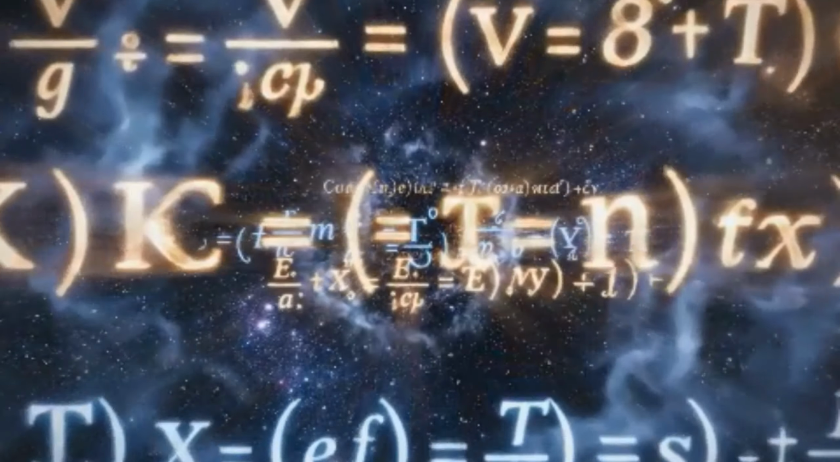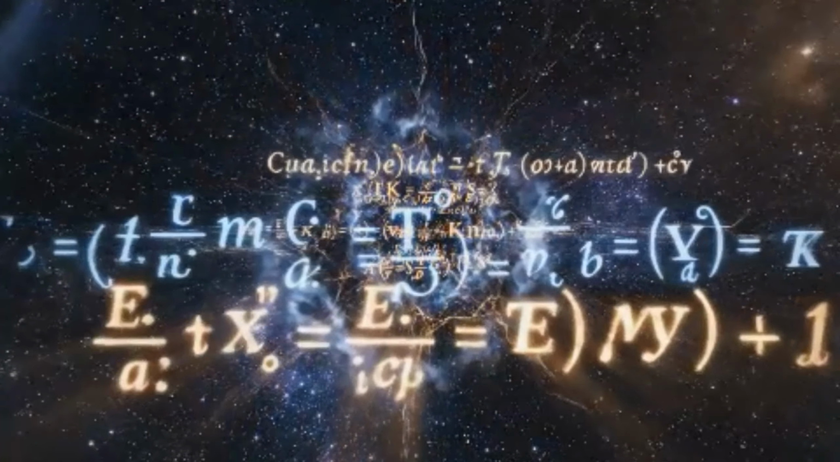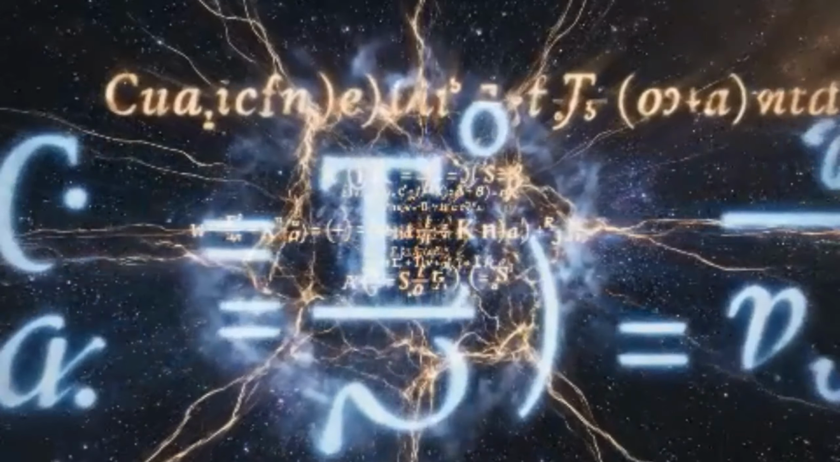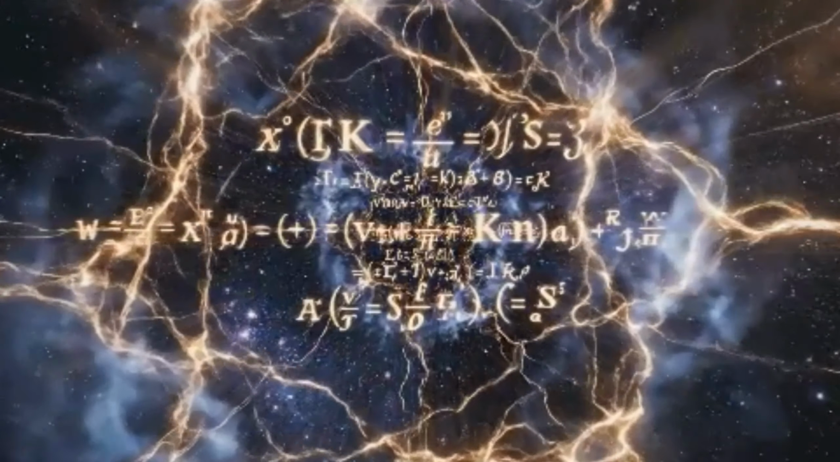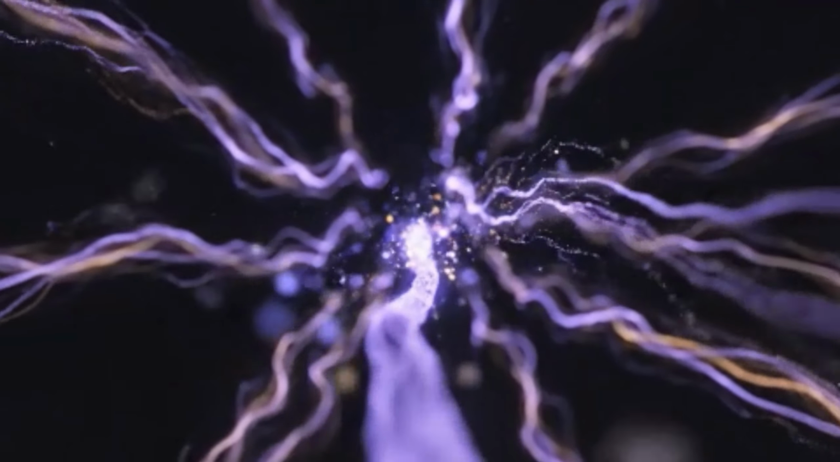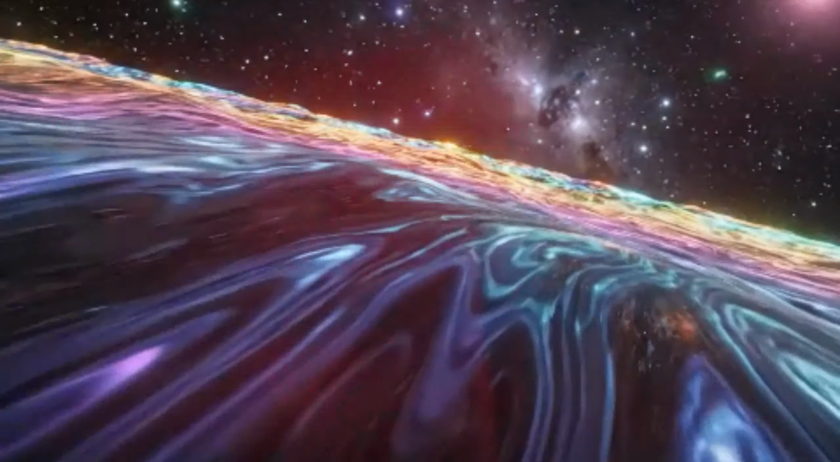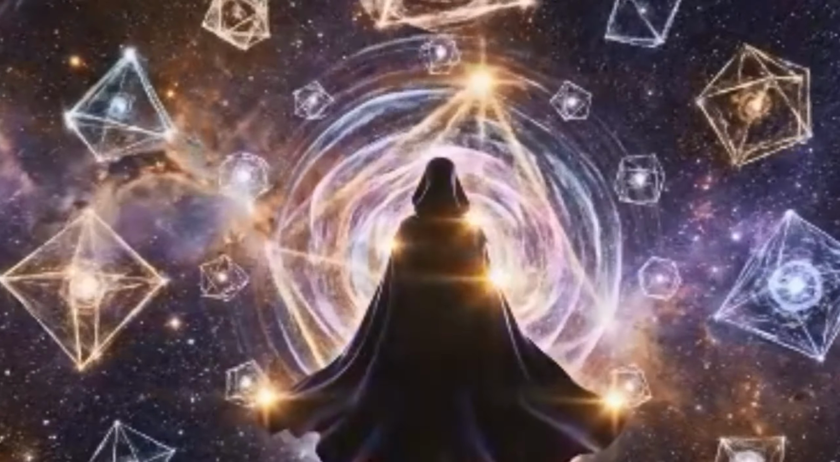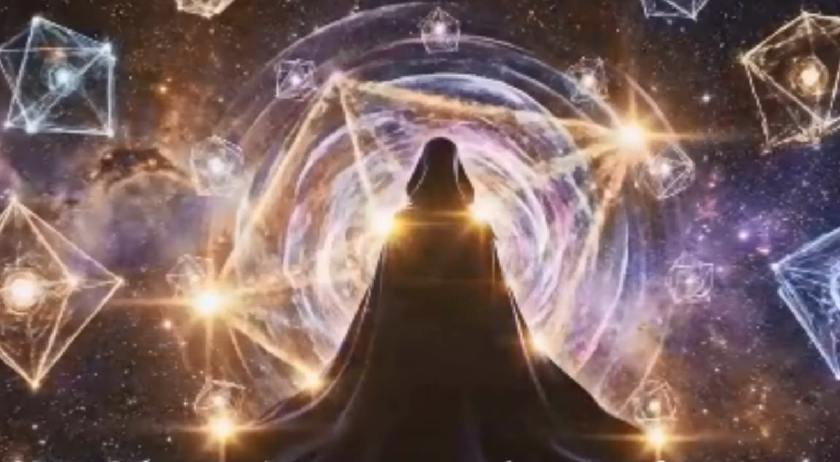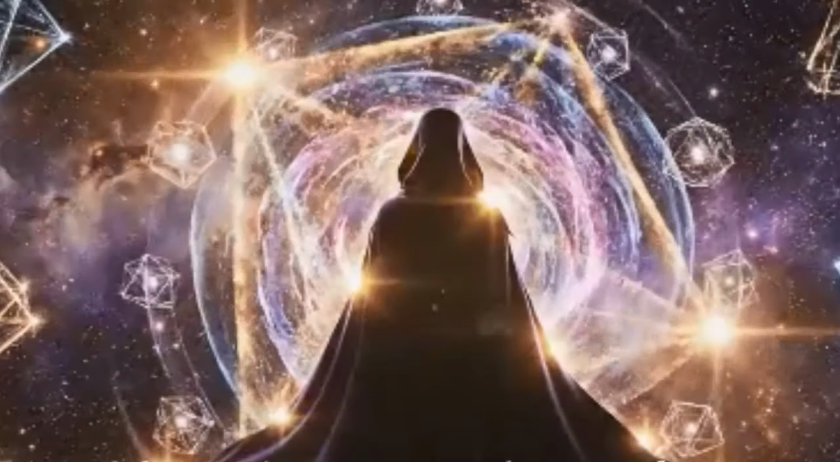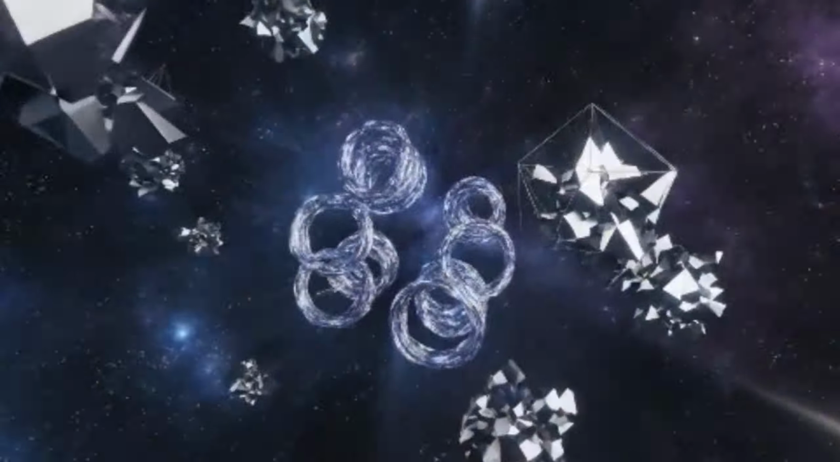Later, M-theory expanded the idea to 11 dimensions, hinting that our entire universe might be a three-dimensional brane, floating in a higher dimensional ocean. If so, other universes could exist parallel to ours, separated not by distance, but by direction in a dimension we can't see.